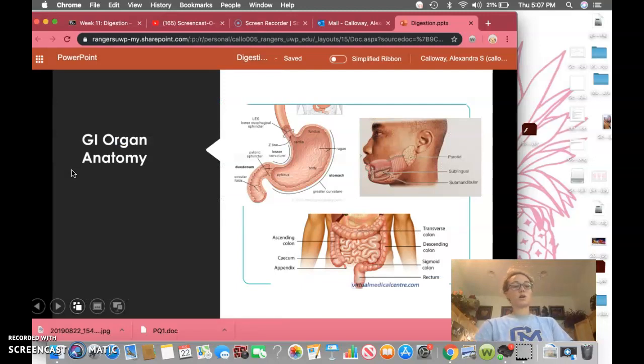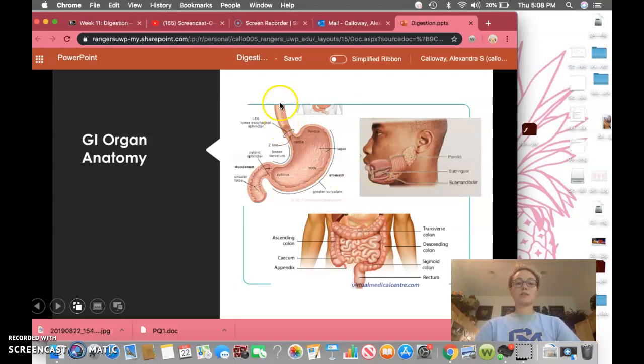We'll do some really simple GI organ anatomy. So we'll start with the oral cavity. There are glands that secrete saliva, and there's three of them. There's the parotid gland, the submandibular gland, and then the sublingual gland. And then there's also the tongue and teeth that help with the digestion process at this point.